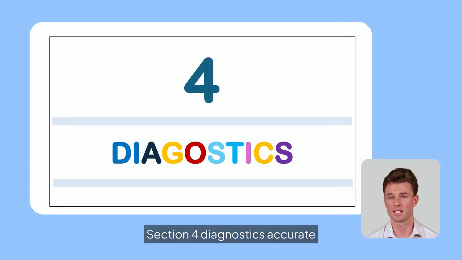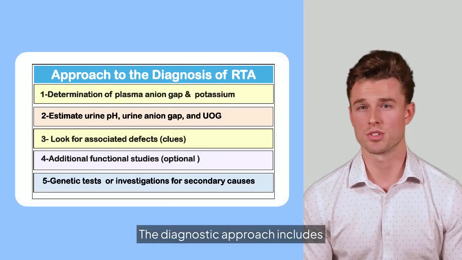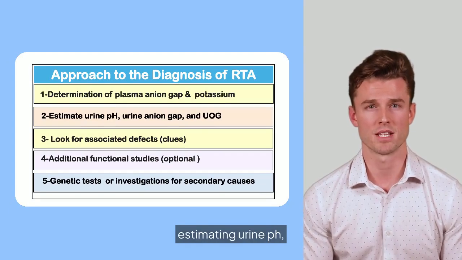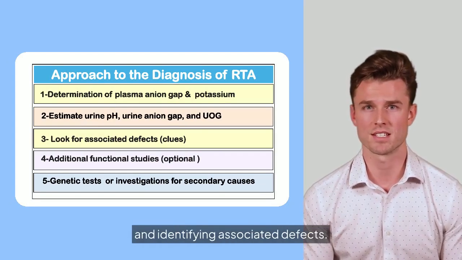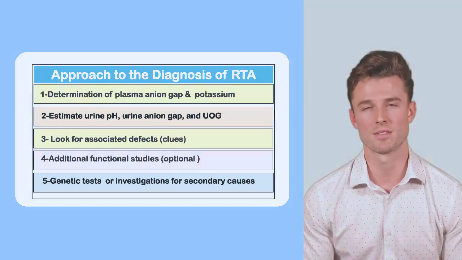Section 4. Diagnostics. Accurate diagnosis of RTA involves assessing plasma and urine parameters, identifying associated defects, and considering genetic testing for underlying causes. The diagnostic approach includes determining the plasma anion gap and potassium levels, estimating urine pH, and identifying associated defects. Genetic tests may be necessary for secondary causes.